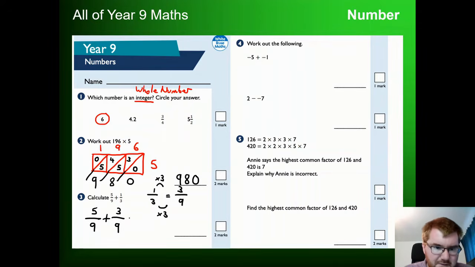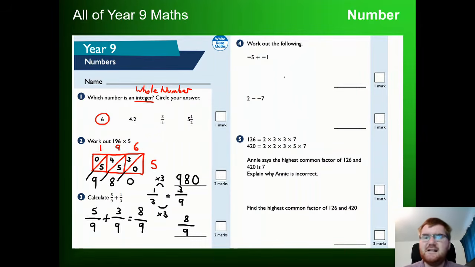When you have the same denominator, all you need to do is leave the denominator alone, the bottom alone, and then just do 5 plus 3, which is equal to 8. So this question here, all we get then is 8/9.